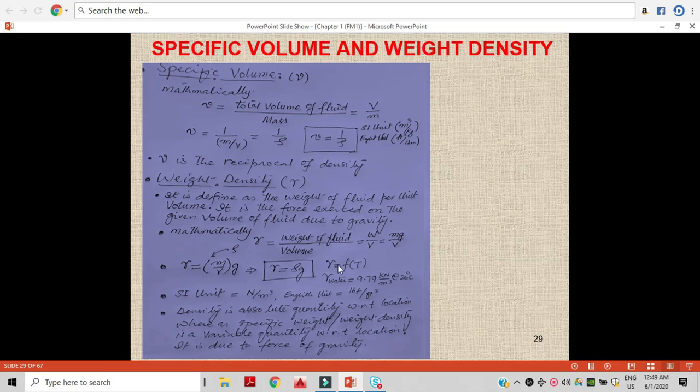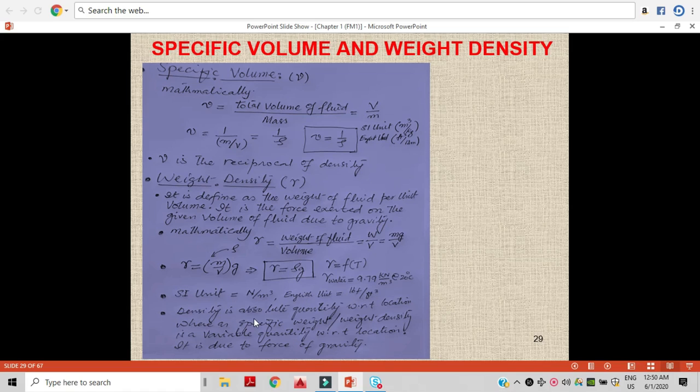We simplify this to mass over volume times g, where mass over volume becomes rho, the density, so gamma is equal to rho g. Gamma is a function of temperature, and the value of gamma for water is 9.79 kilonewton per meter cube at 20 degrees centigrade. We especially mention 20 degrees centigrade because gamma is a function of temperature. As the temperature changes, the value will change. The SI unit of the weight density is Newton per meter cube. In English units, pound force over feet cube.